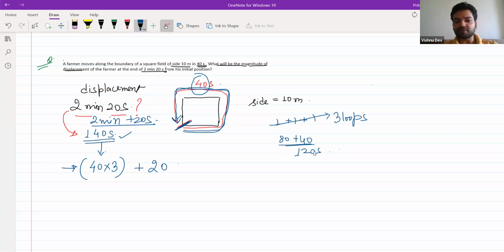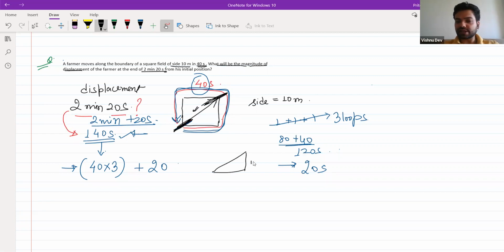So what is the time left now? 20 seconds, because the total time was 140 seconds. Very simple: in 40 seconds the farmer completes the full path, so in 20 seconds, if the farmer starts at this point, the farmer will be at this point, that means diagonally opposite. So our question reduces to just finding the length of this diagonal.